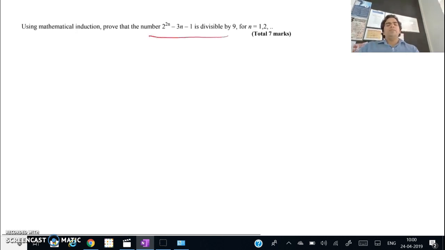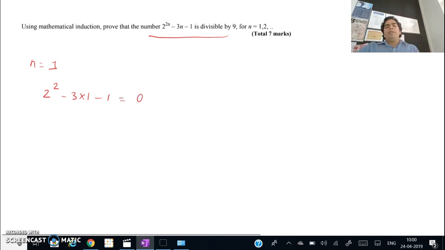When I take the divisibility induction, for example, if I have to prove that 2 to the power 2n minus 3n minus 1 is divisible by 9, what is the step that we need to show first? We start as usual with n as 1. If I take 2 to the power 2 minus 3 times 1 minus 1, it is going to be 0, and obviously this is an integer multiple of 9.